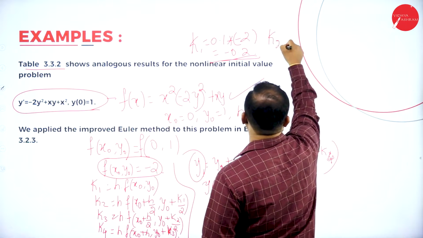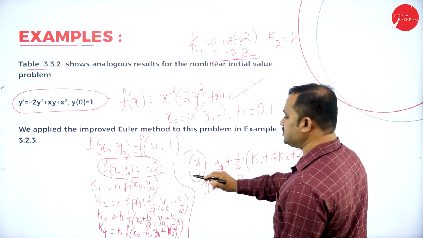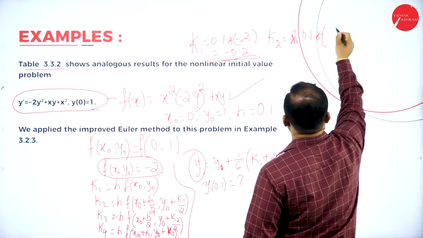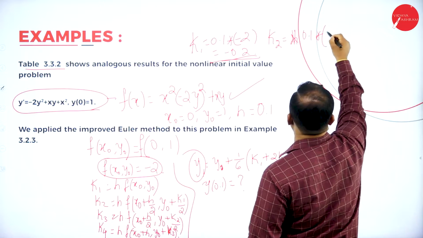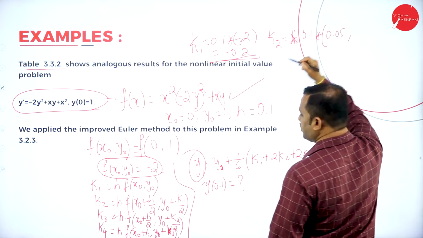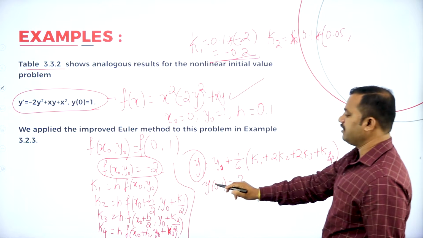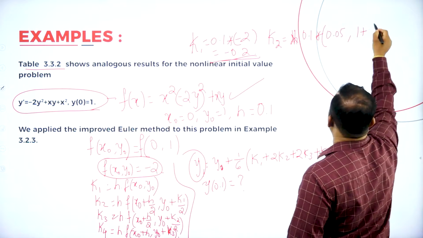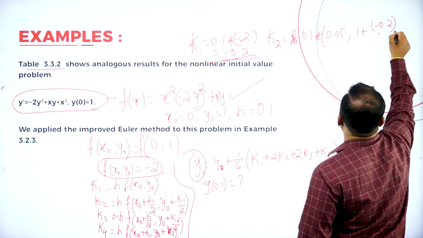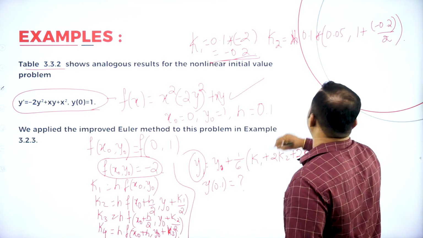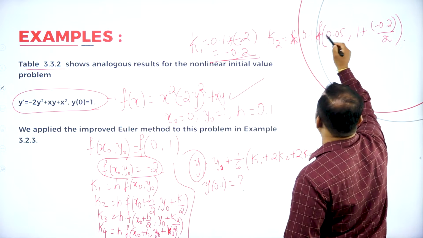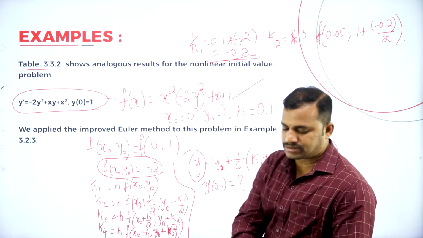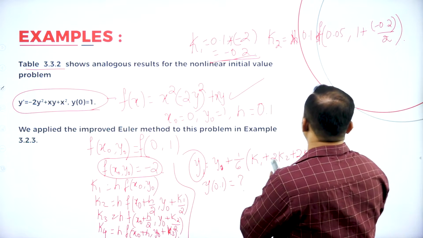What is the value of k2 then? k2 is equal to h into f of x0 plus h by 2. h is 0.1. x0 is 0 plus 0.1 by 2, which is 0.05, comma y0 plus k1 by 2. y0 is 1, plus k1, which is minus 0.2, divided by 2. So this is the value of k1. Now first let me simplify this term and use it for the function f. If that is the case, what is the value of f then?